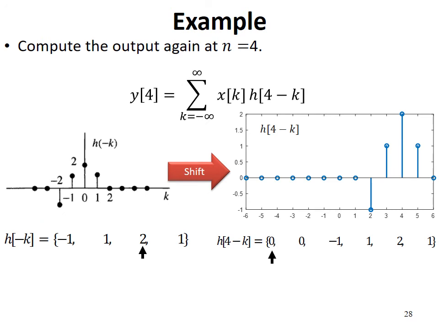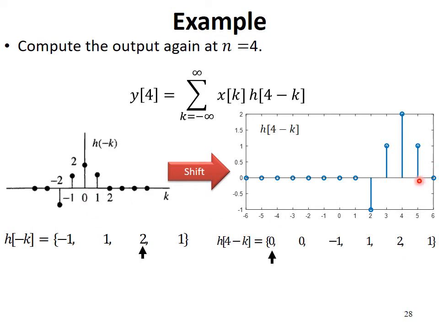Now we will compute the response of the system for another value of n. Now let us compute the response at n equal to 4. Now h of minus k would be delayed by 4 units, and after delaying the sequence you will get this sequence, right? So the sample at 1 would be delayed by 4 units.